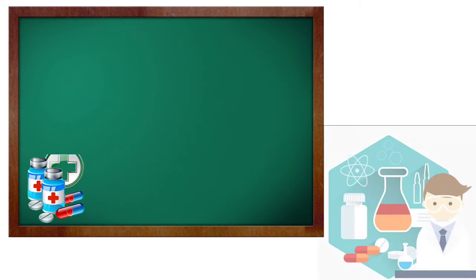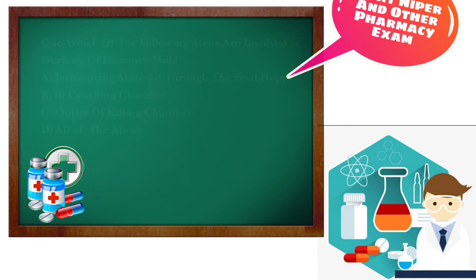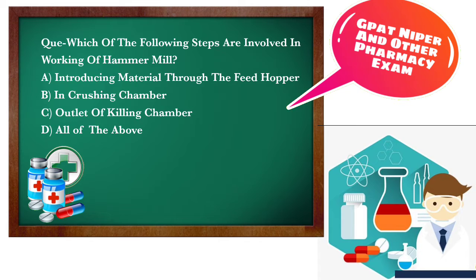In competitive exams, the MCQ can be asked as like: which of the following are steps involved in working of hammer mill? A. Introducing material through the feed hopper. B. In crushing chamber. C. Outlet of milling chamber. And D. All of the above. So the correct answer is D.